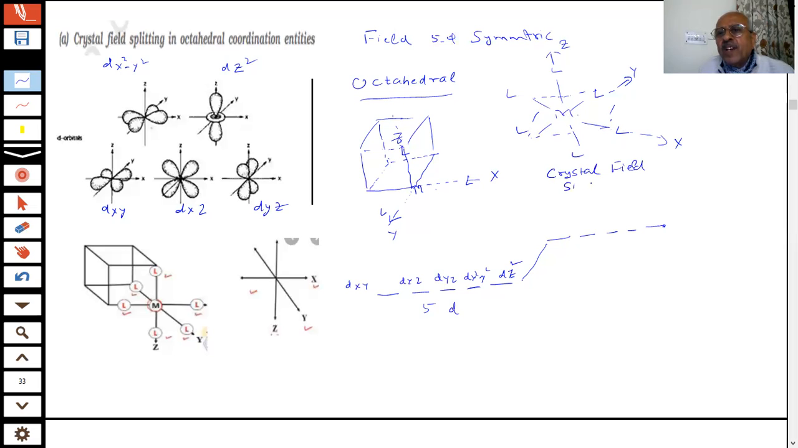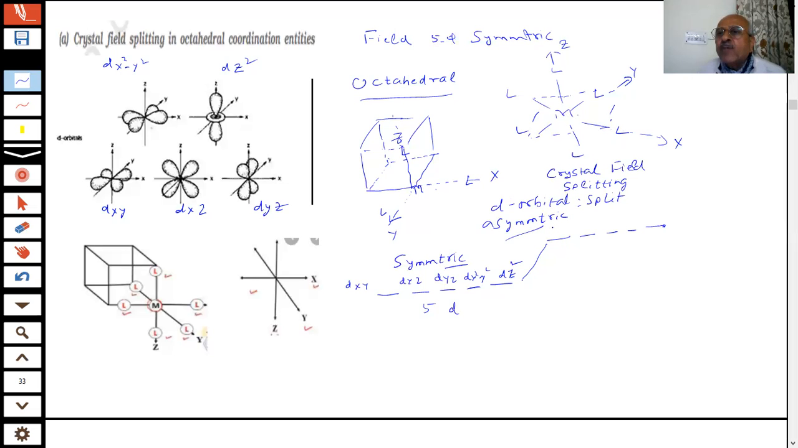There will be splitting of the d orbitals. The five d orbitals, their degeneracy is destroyed. They will split up because now it becomes asymmetric. The distribution of charge is not the same for all the five d orbitals, the distribution of charge is asymmetric. This was symmetric.